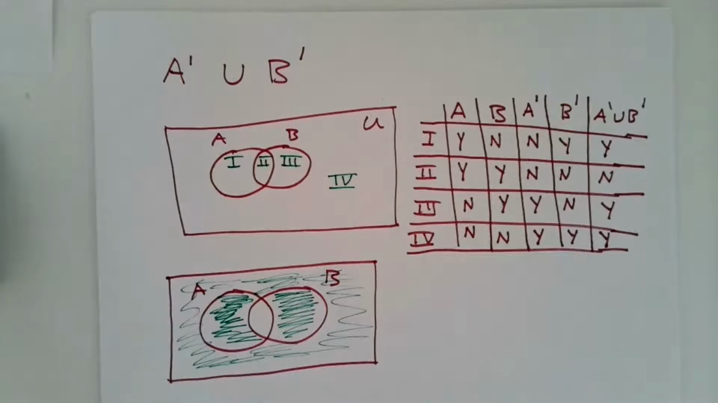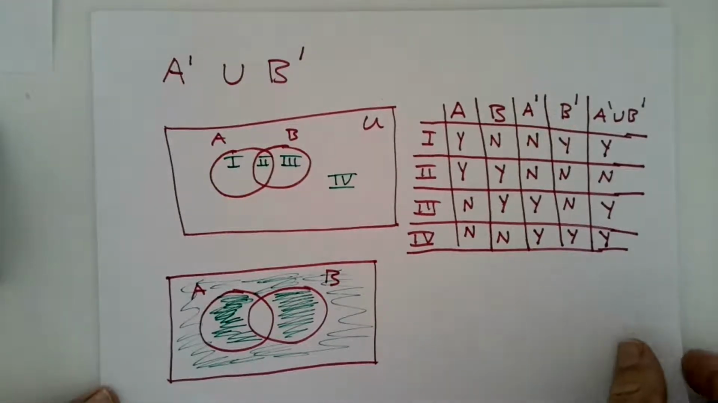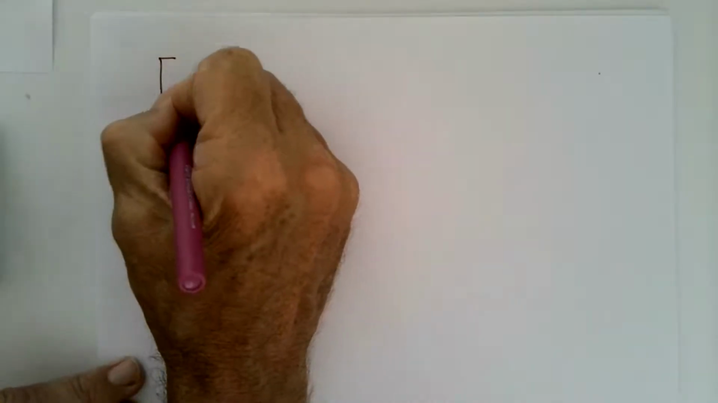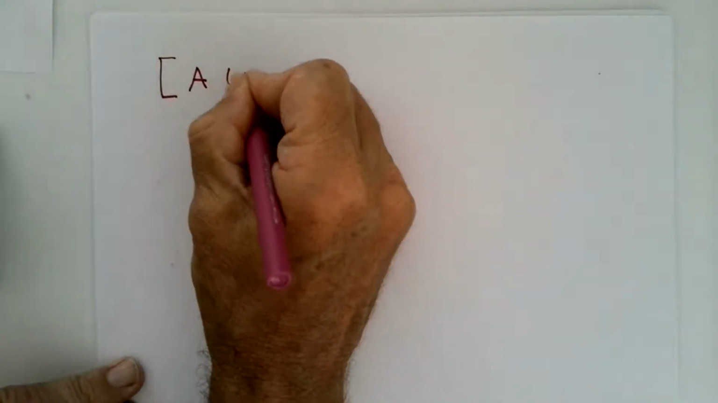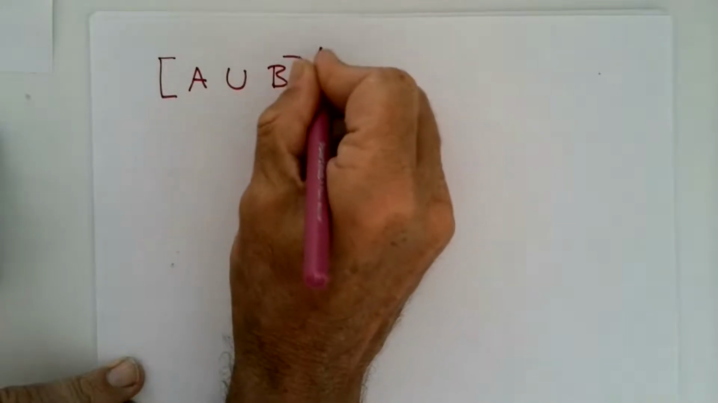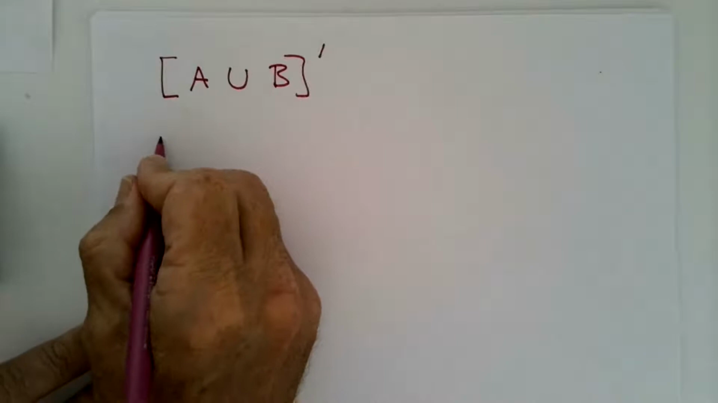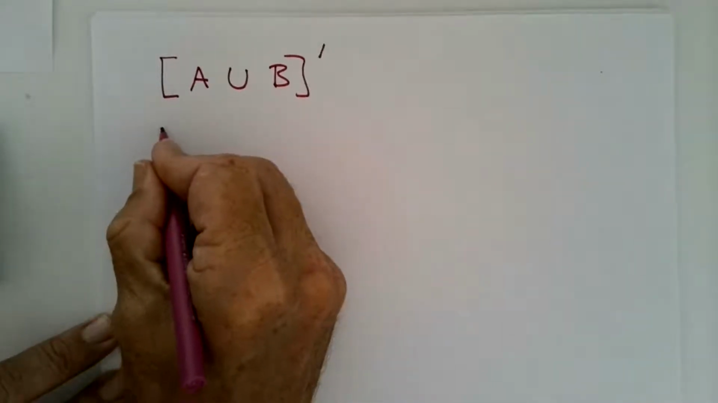Let's take a look at another one sort of that regard. This time, I will look at A union B complement. So my goal is, again, to construct a Venn diagram for A union B complement. Maybe you can think through this directly. That's fine if you can. I prefer to use the regions and do the analysis.